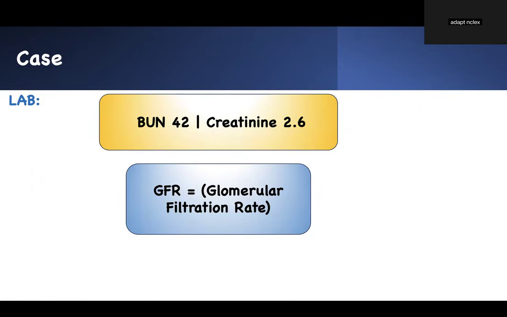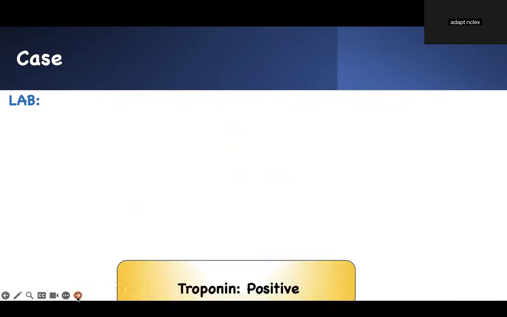Therefore, the BUN is high and the creatinine is high. What are these indicating? Acute kidney injury. This is why the patient's potassium is high, and this is why the urine output is low. You see how you can connect them. The patient's urine output is low and the potassium is high because there is what? Acute kidney injury. You see how you can put the case together.